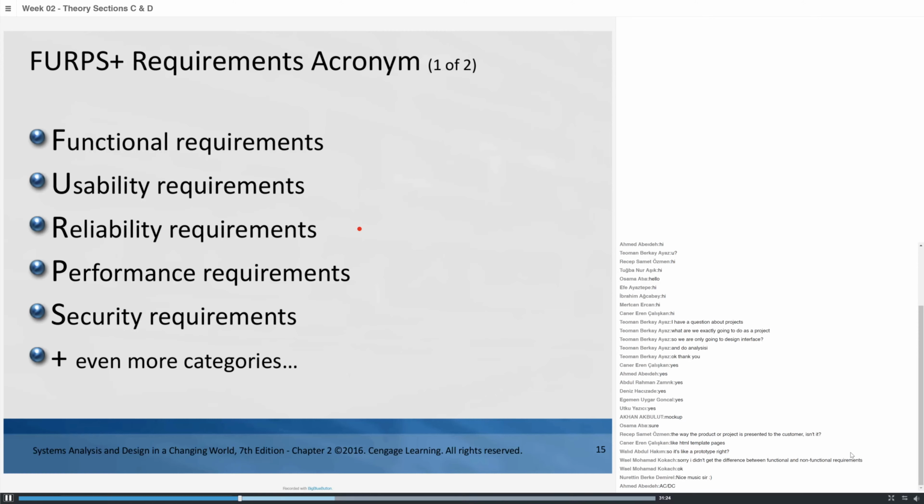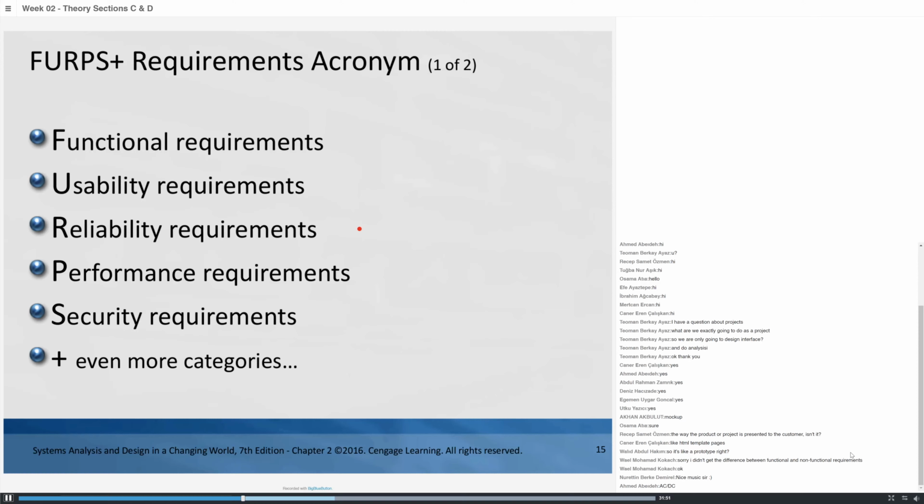Also, for security requirements, you can say that for web-based systems, all software modules will run under the HTTPS protocol, and they will all employ encrypted transmission and so on.